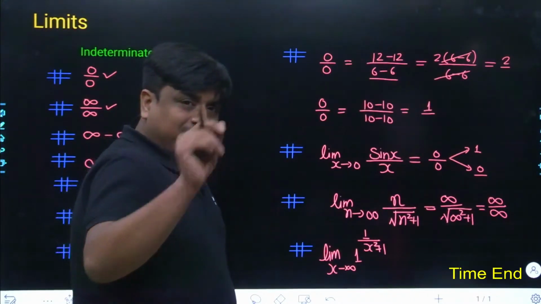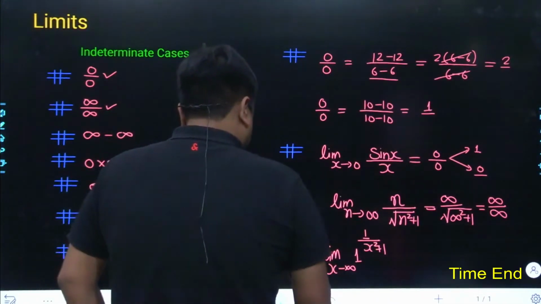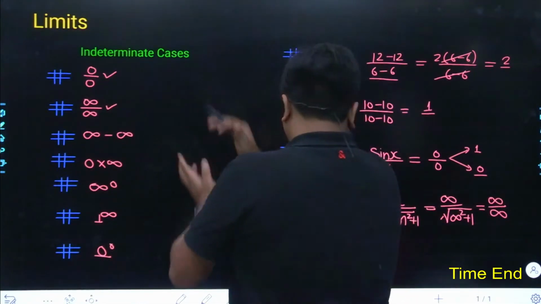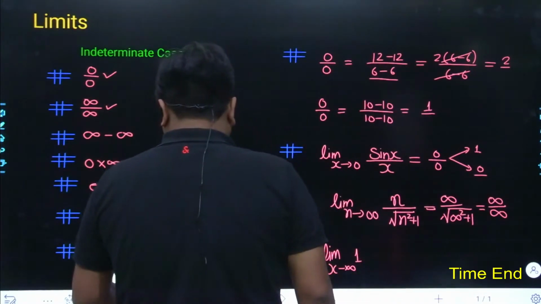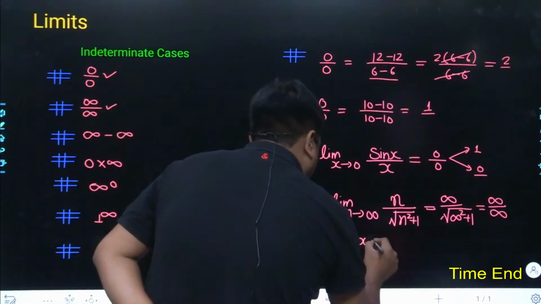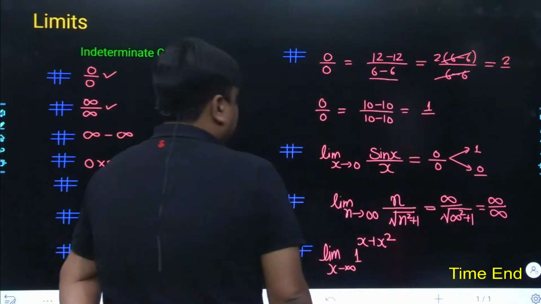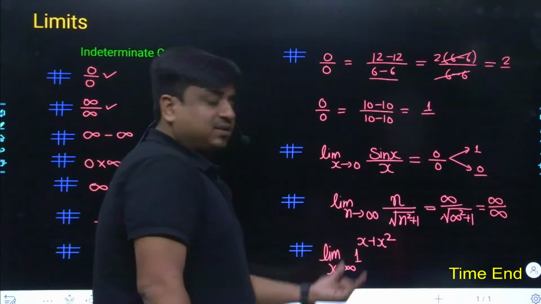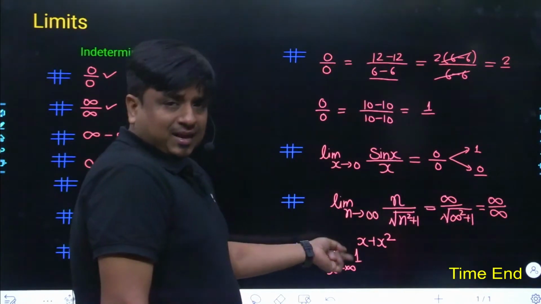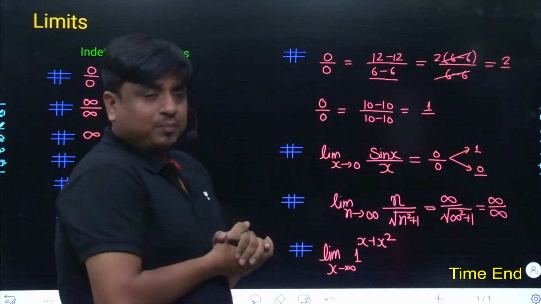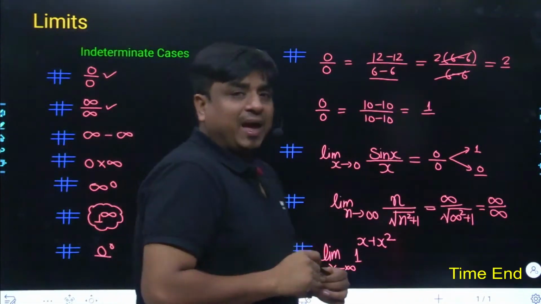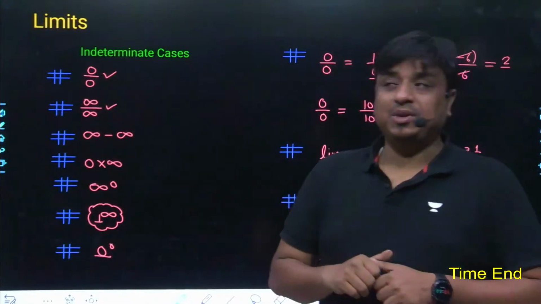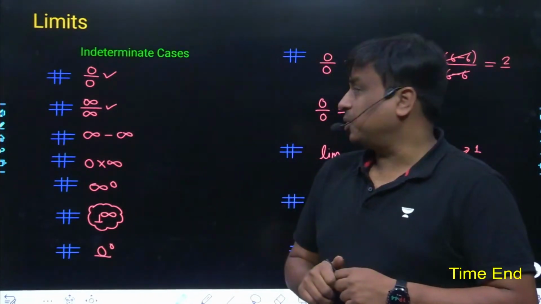But the complete scenario would have been different if the situation had fallen in this region. Rather than writing 1 upon x square plus 1, if this had been 1 to the power of x plus x square, and if I feed x tends to infinity, 1 remains as it is. This is your base, but the exponent becomes infinity, and 1 to the power of infinity is again an indeterminate case. So whenever you have an indeterminate case, you have to bring it back into the form of a determinate case, and then only will you be able to smash the problem.